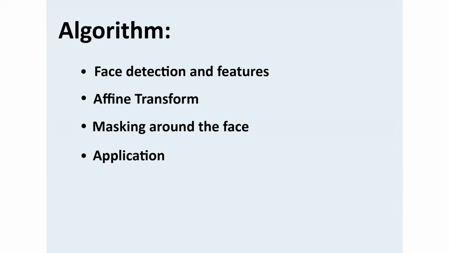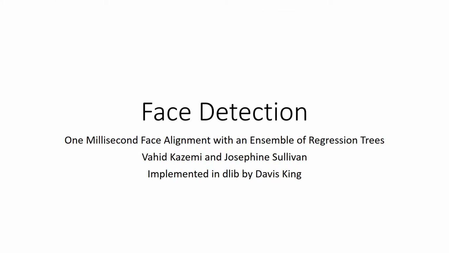The most important part of our algorithm depends on identifying faces in an image and marking key face points, such as marks around the eyes, nose, and mouth. To do this, the C++ implementation of "One Millisecond Face Alignment with an Ensemble of Regression Trees" was used from the dlib library written by Davis King.